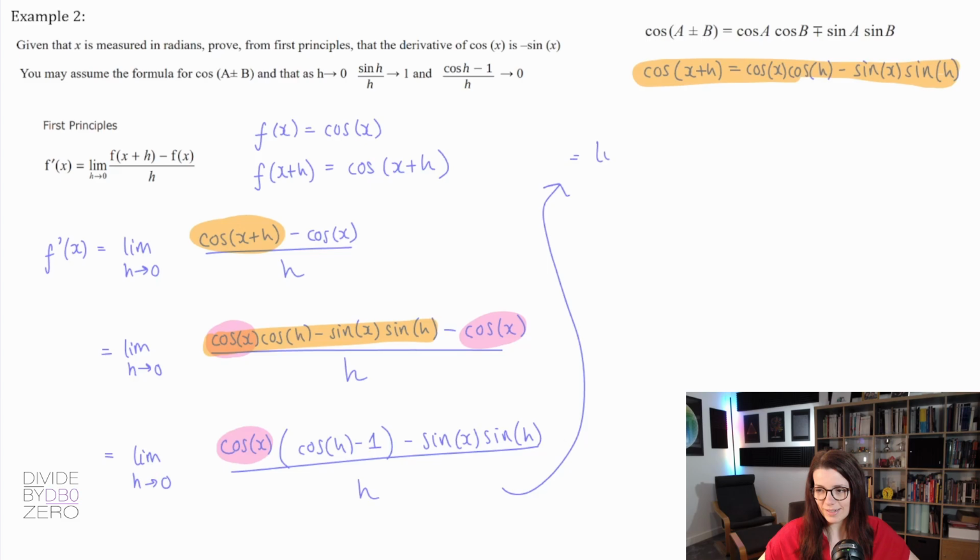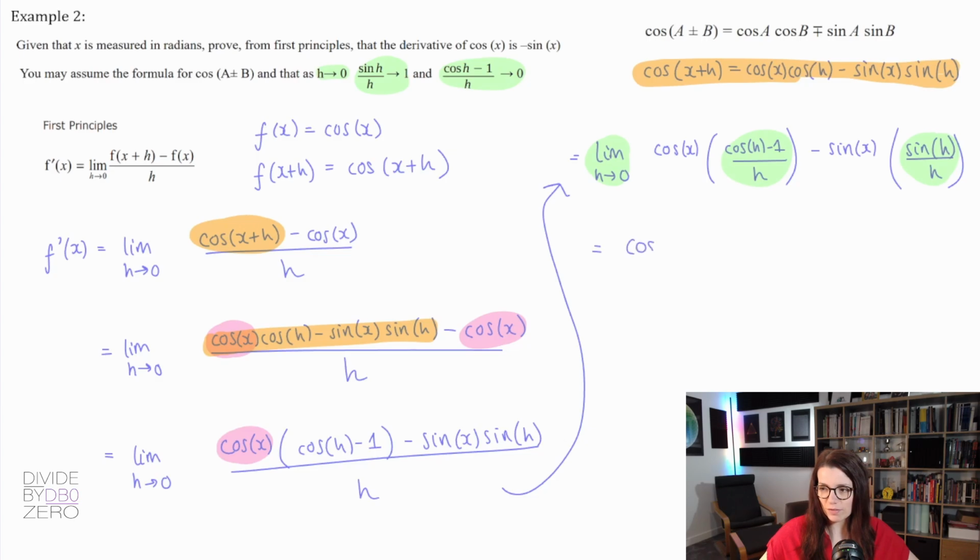So this is the limit as h tends towards 0 of cos x and then big brackets cos h minus 1 over h, minus sine x sine h over h. This will allow us to use these facts here, because we're now considering what happens as h tends towards 0, and these things will be 0 or 1 depending. So in this case, we're going to have cos x times 0, minus sine x times 1. Anything times 0 is 0, so we're just going to be left with minus sine x as required.